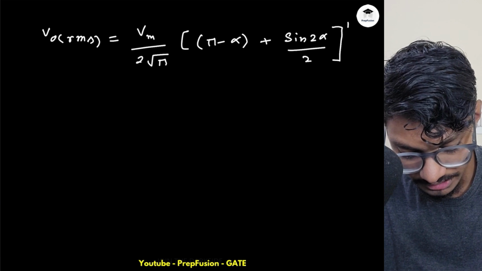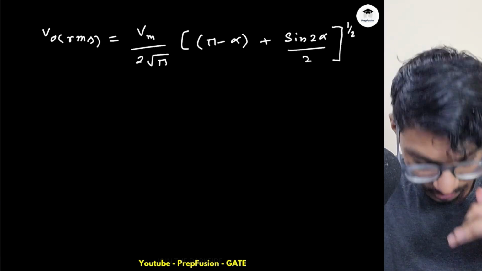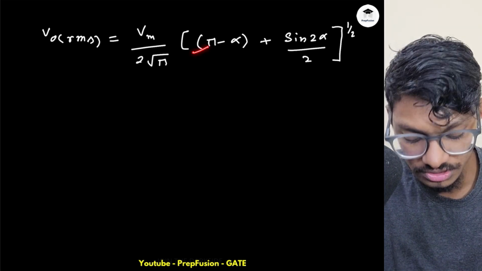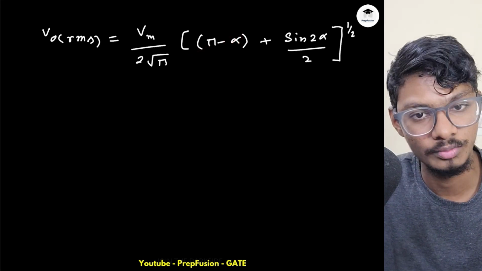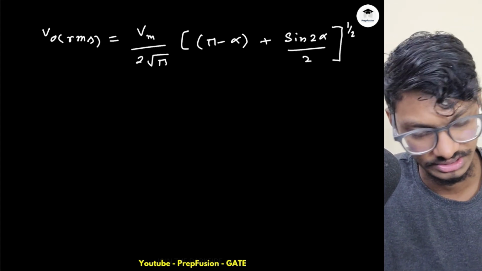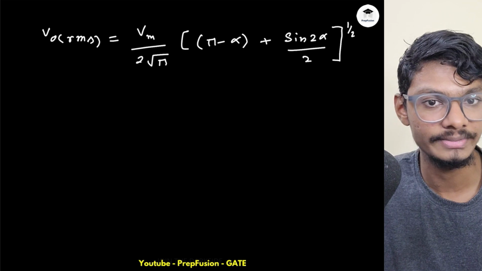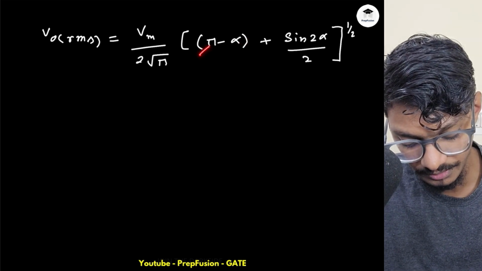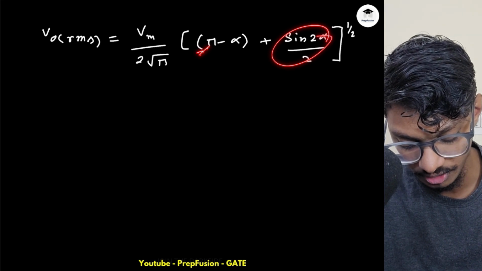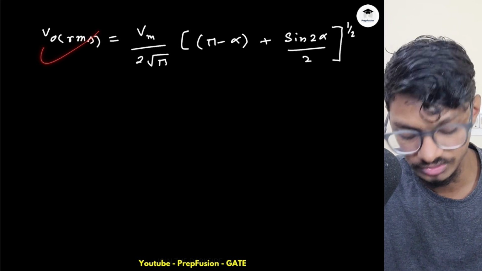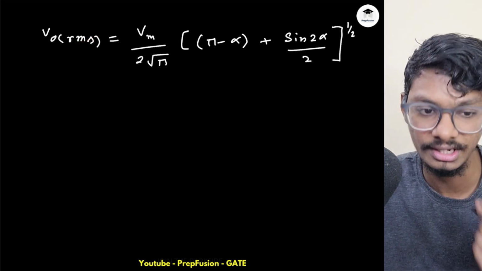Now how do we know that what I have written is correct? What you can do is put alpha equal to 0 here. If I put alpha equal to 0, this will be the same result as a half wave rectifier with a diode as a switch. So if the diode is a switch, then what is the RMS? RMS is Vm by 2. So here if alpha is 0, then this will be simply pi and this will go to 0. So under root pi will get cancelled and I'll be left with Vm by 2. That's why VO RMS will be Vm by 2. So hence this is the correct formula that I wrote.